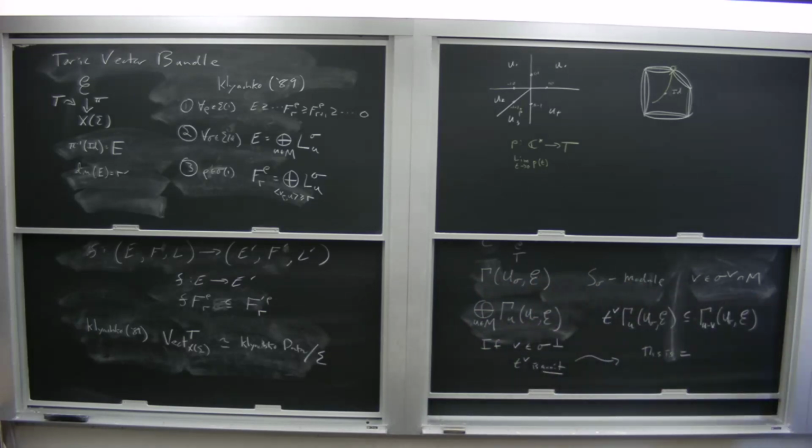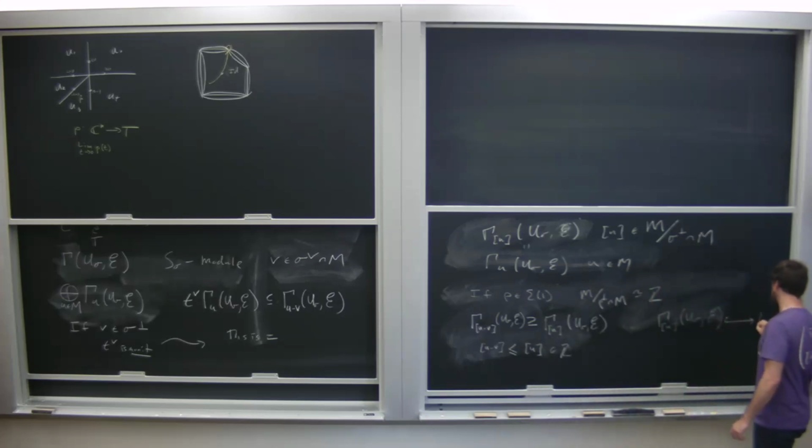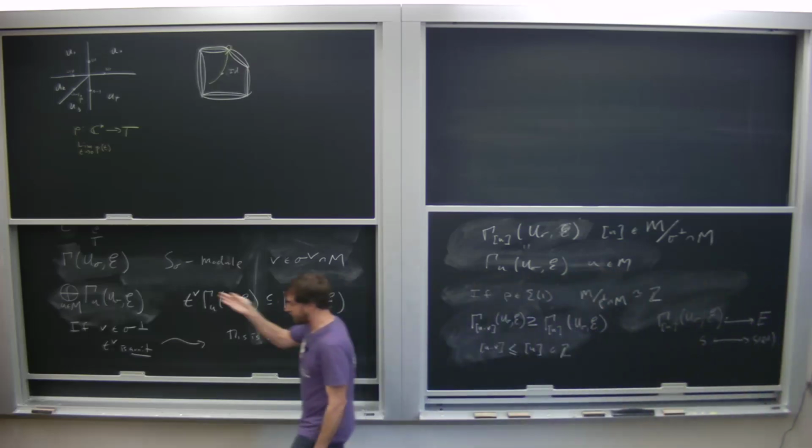So something I didn't mention that I should have is that there is a natural way to stick this inside E by taking a section and evaluating it at the identity. And this map is one-to-one. Okay. So this is where the filtrations come from.